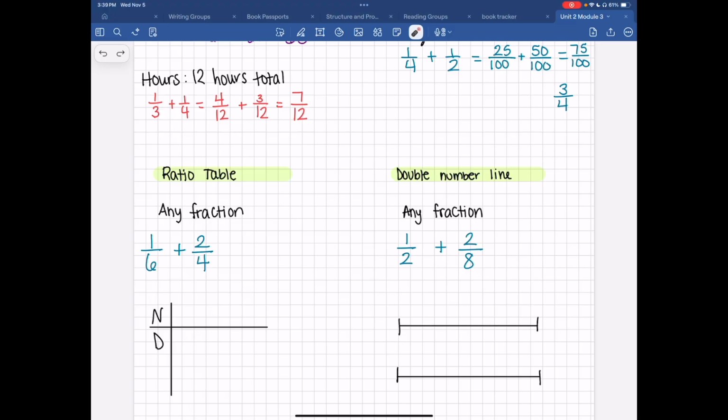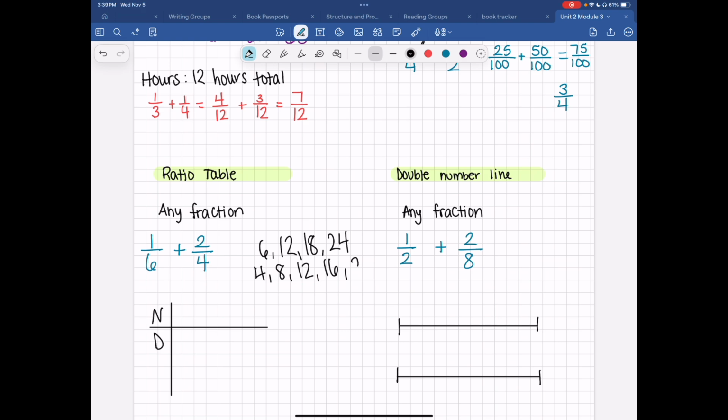And when I say multiples, think about that like you're skip counting. So your multiples of 6 would be 6, 12, 18, 24, and so on. Multiples of 4 would be 4, 8, 12, 16, 20, 24, and so on. So these are the multiples that we want to find, and we want to find ones that they have in common. So between 6 and 4, they have 12 as a common multiple and 24 as a common multiple.